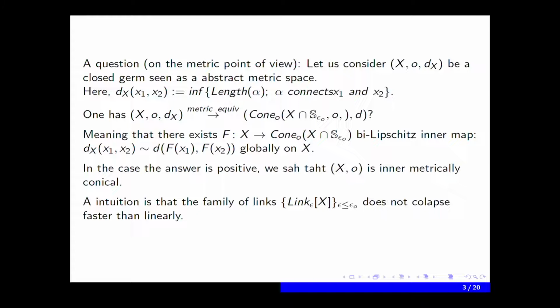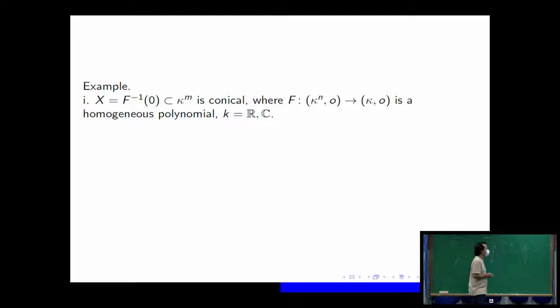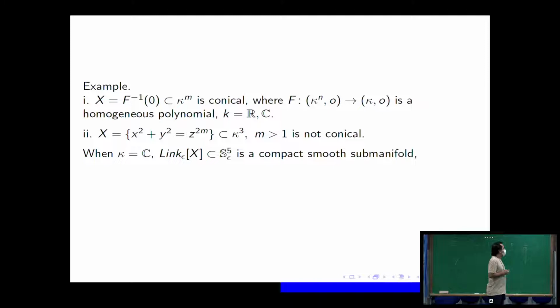Let me give some examples. For example, if you take X, the preimage of a homogeneous polynomial, it's conical. Take K equal to R or the set of complex numbers. It's easy to see that. It's simple to produce, but now singular germs that are not conical, for example.